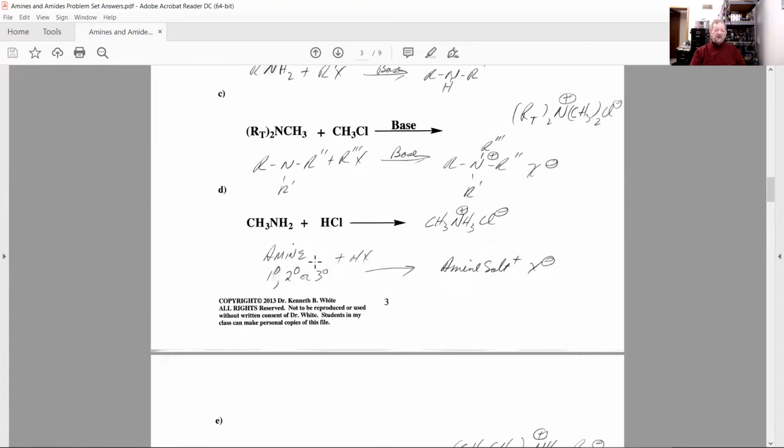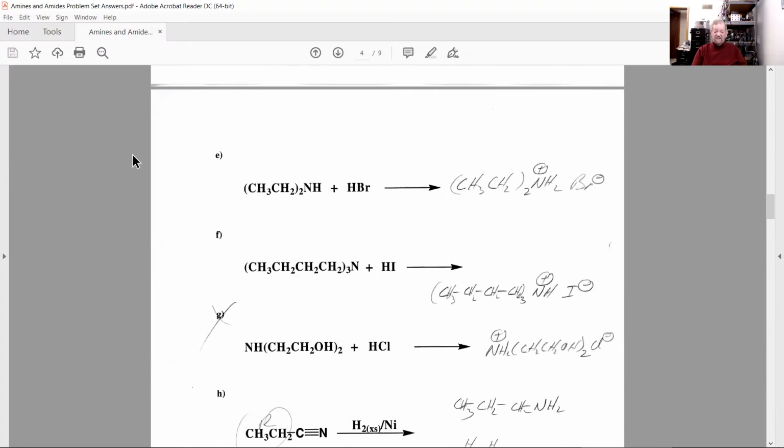Now, amines are bases, and bases accept protons, H plus. So if you have a secondary, primary, or tertiary amine, HX, you get amine salt. So here I have a primary amine. Notice I have two hydrogens. I'm going to add one more. I now have 4 to that nitrogen, 3 hydrogens, 1 methyl group, plus charge, but you don't have to show it, and needs an anion chloride.